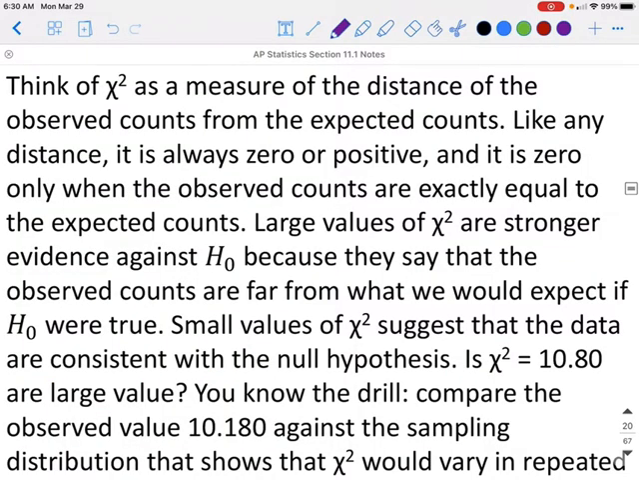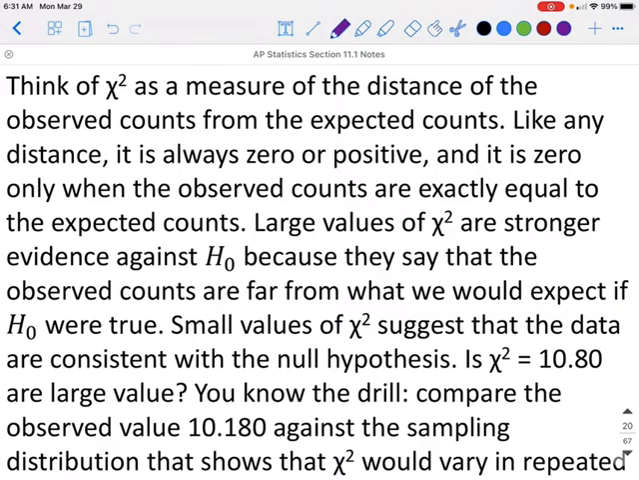Think of chi-square as the measure of the distance of the observed counts from the expected counts. Like any distance, it is always 0 or positive. It is 0 only when the observed counts are exactly equal to the expected counts. Large values of chi-square are strong evidence against the null hypothesis because they say that the observed counts are far from what we would expect if the null hypothesis were true. Small values of chi-square suggest the data are consistent with the null hypothesis.